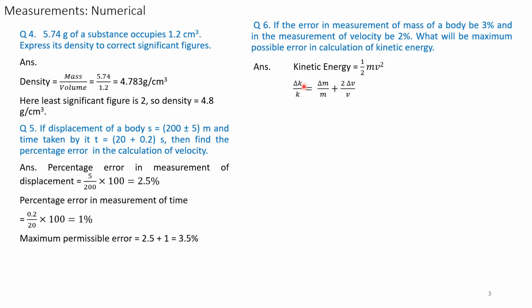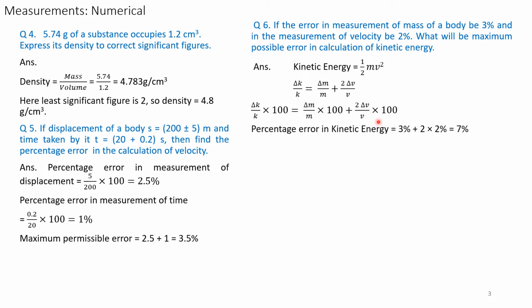Therefore, delta k by k, the error in kinetic energy, is equal to delta m by m, that is error in mass, plus 2 times. This 2 is due to v square. The error here gets doubled. Therefore, 2 into delta v by v. And for calculation of percentage, we have to multiply each term by 100. Therefore, delta k by k into 100 is equal to delta m by m into 100 plus 2 into delta v by v into 100.